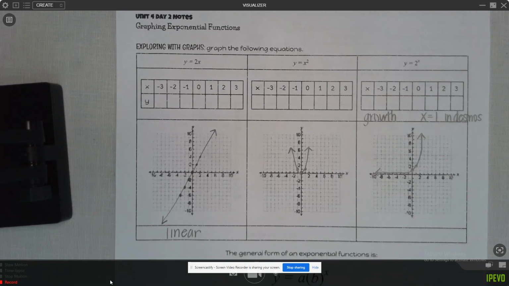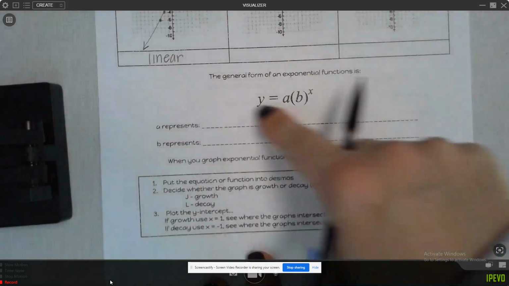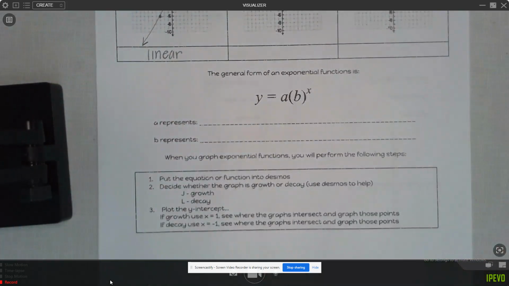Now, here we go. This is your general formula for an exponential function. Y equals a times b to the x. So if you ever see the x in the exponent, then it has to be exponential. Now, there's 2 variables that we're going to replace in here. We're going to replace a and we're going to replace b.